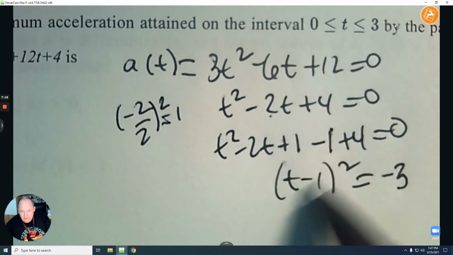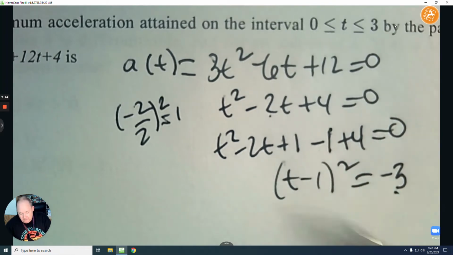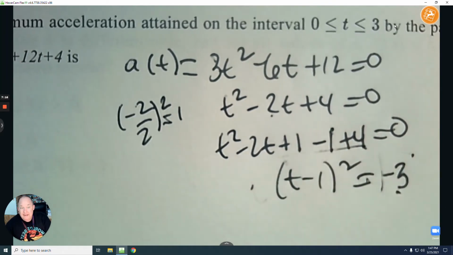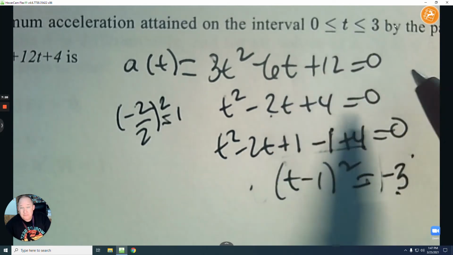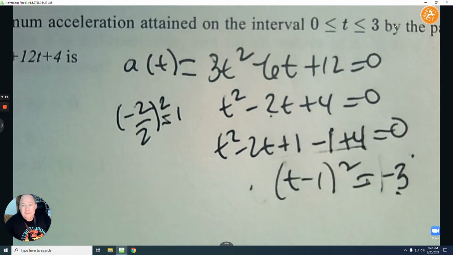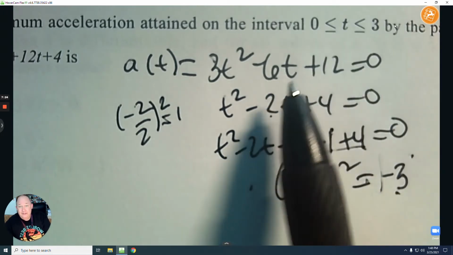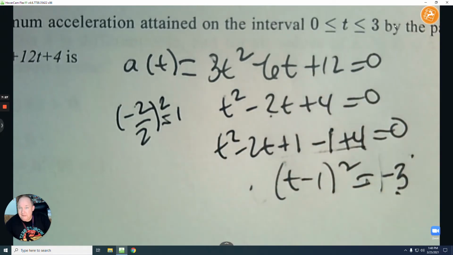can you square a number and it equal to a negative? When I try to square root, it's going to be imaginary. So there are no values that make the acceleration 0. And there's nothing that makes it undefined either. So we don't have a relative maximum or minimum. So all that we can look at are the end values.